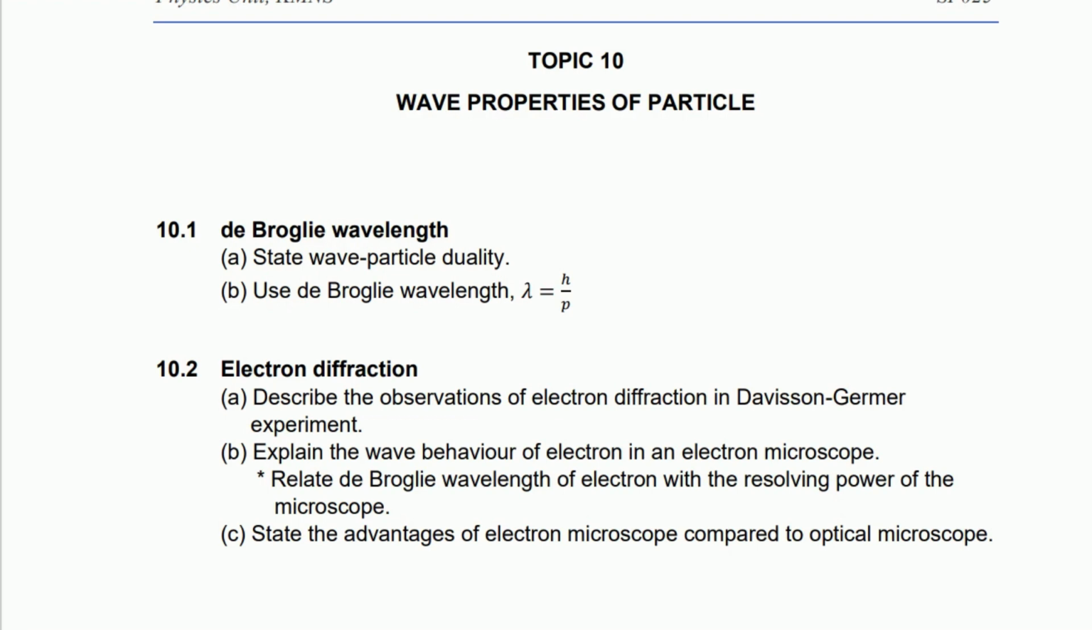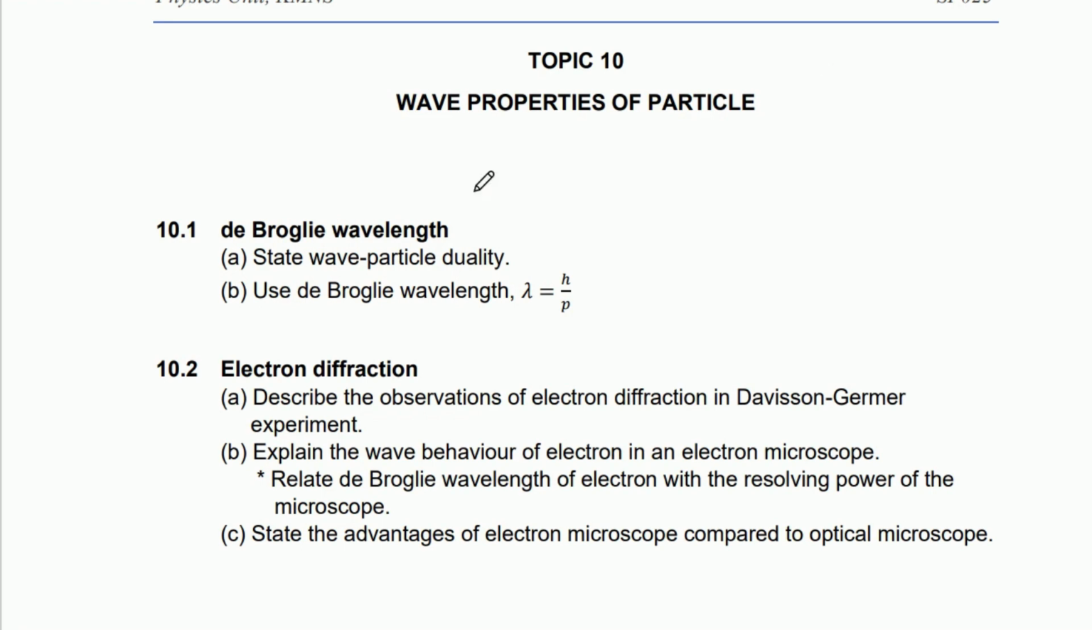Okay, so pagi ni saya nak bincang sikit mengenai topik 10 ya, wave properties of particle. Topik ni pendek je, tapi soalan dia tu kadang-kadang, kalau yang senang-senang, kalau yang susah-susah ya, kadang-kadang dia agak out of box juga ya. Okay, so kita tengok dulu learning outcome untuk topik ni.